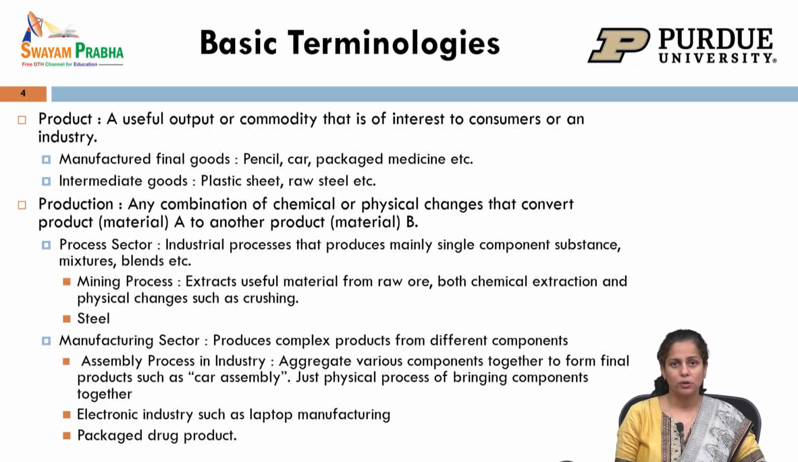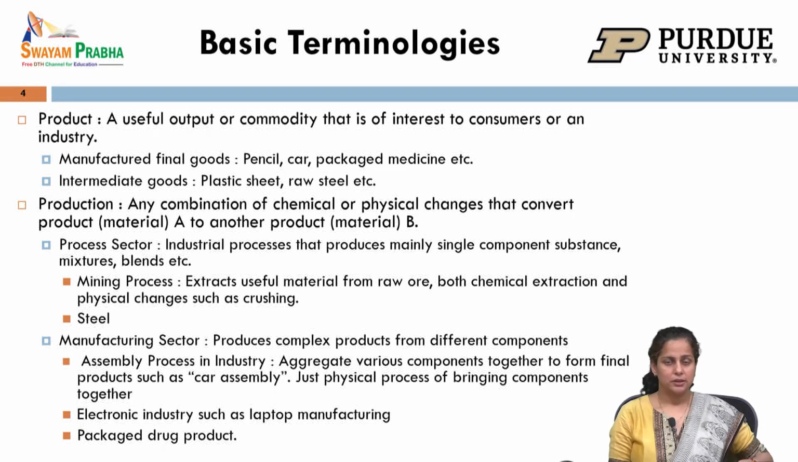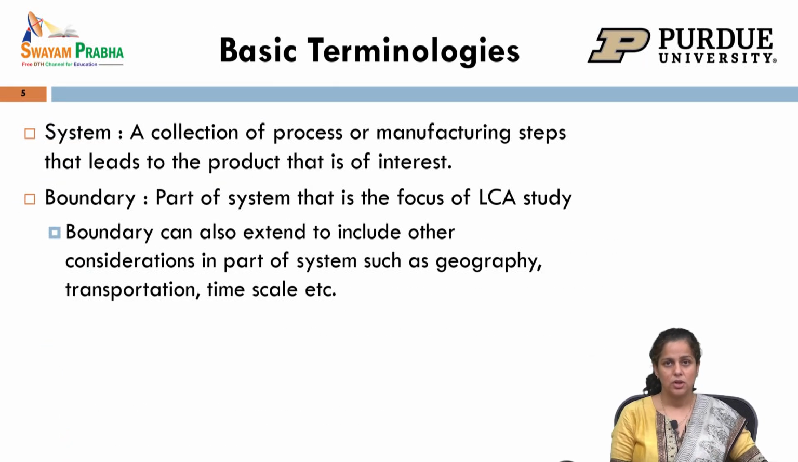So, that whole process is a little different and complex, and that comes under the manufacturing of the drug product. So, now we know about product and production. The next terminology used in LCA is system. Every time you talk to a life cycle analyst, they will talk about system.